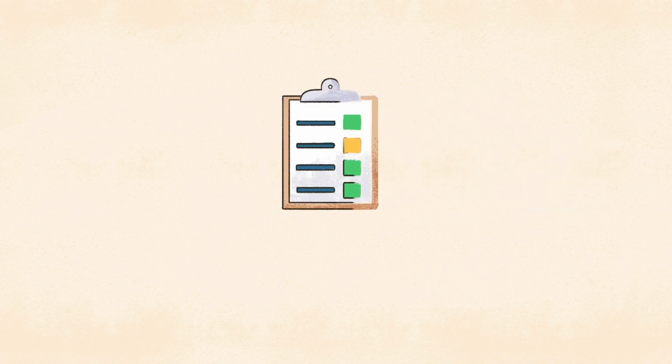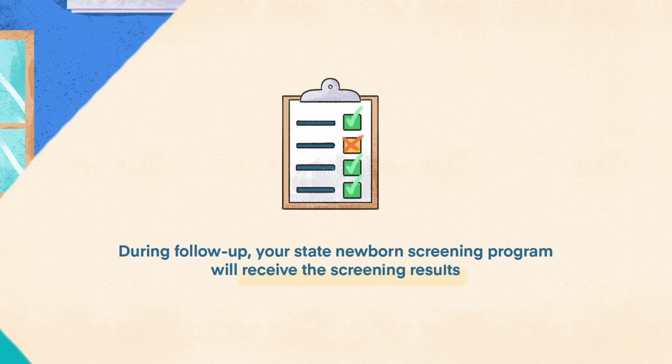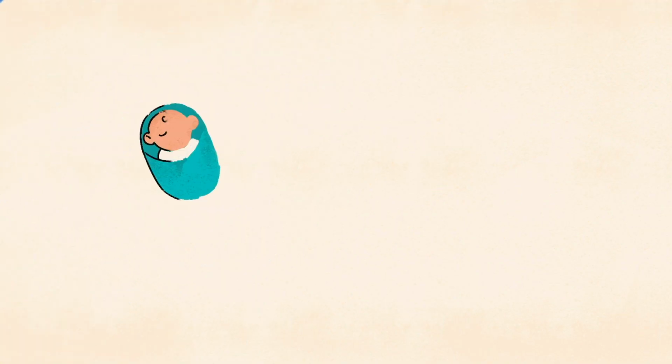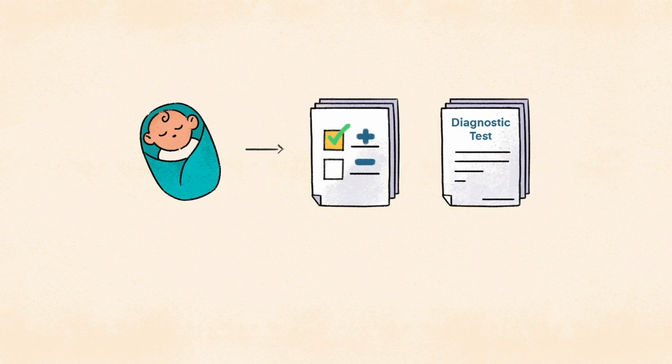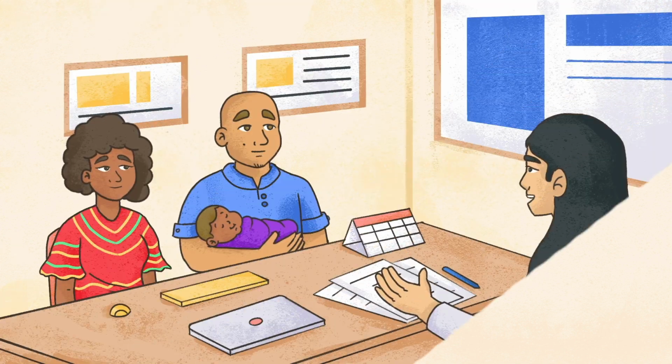The second part is follow-up. During follow-up, your state newborn screening program will receive the screening results. If these are out of range, your state newborn screening program or your baby's healthcare provider will be in touch with you about these results. Some states require a second screen when your baby is 2 weeks old. If your baby received abnormal results, confirmatory or diagnostic testing may be needed.